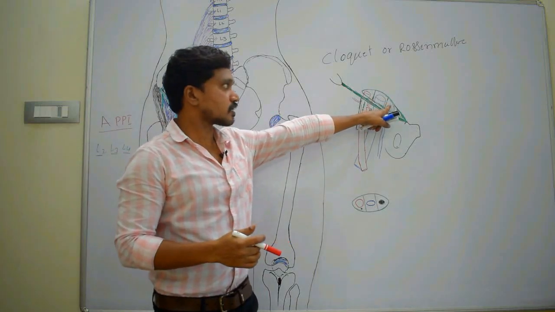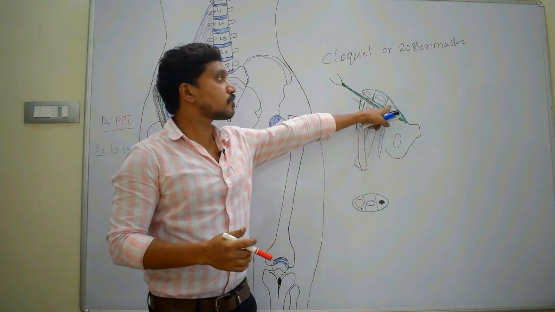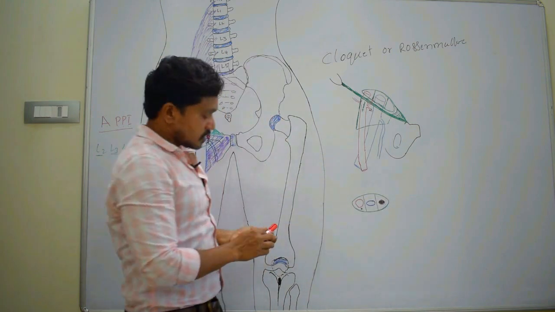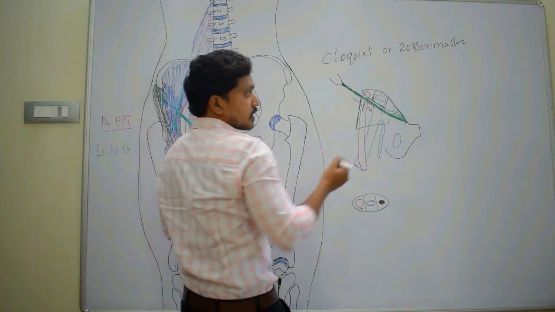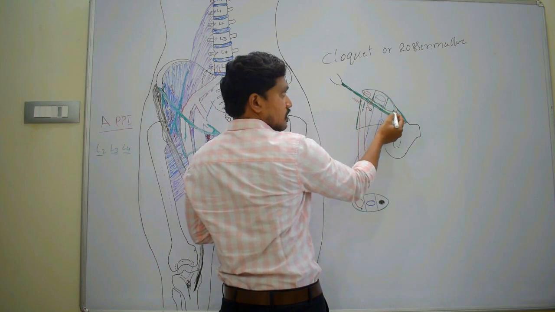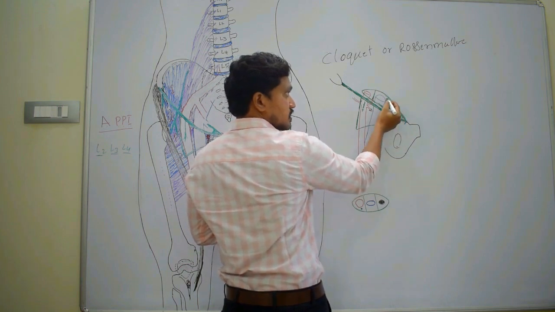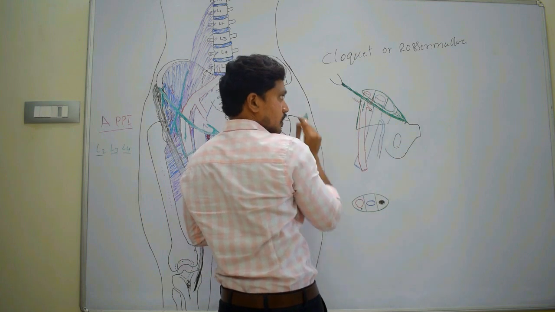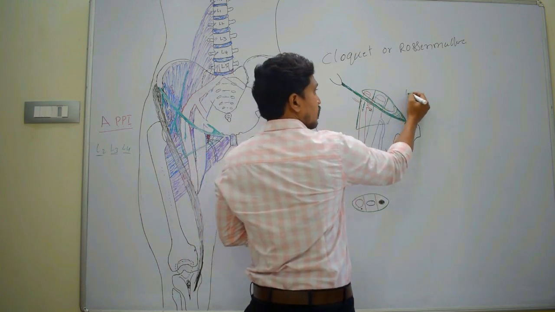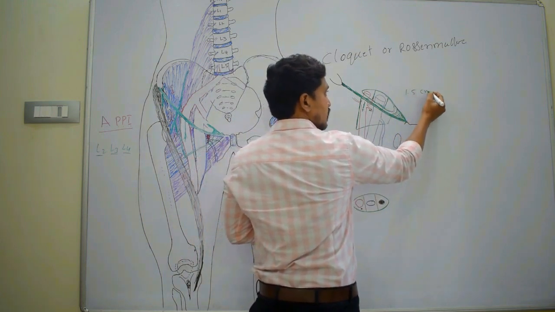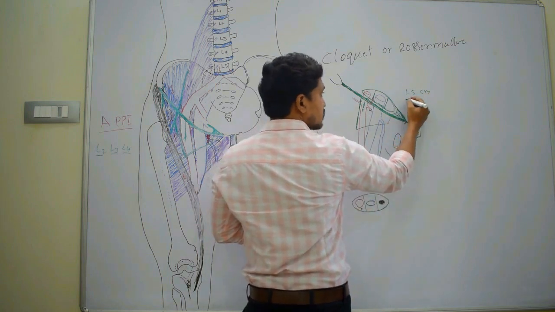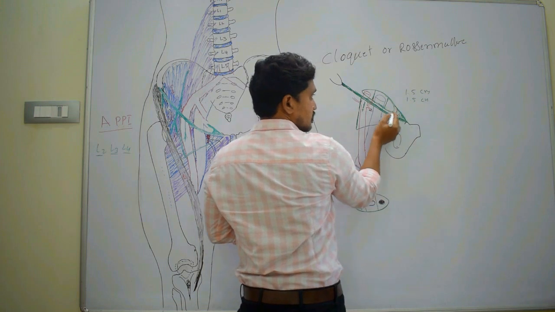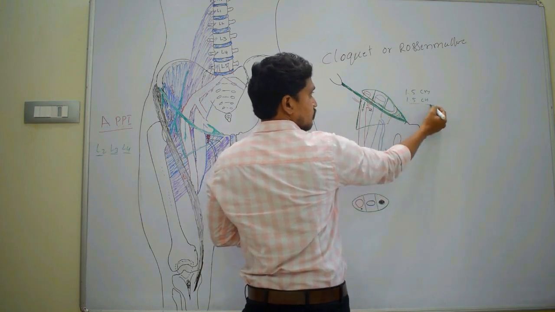This medial most compartment of the femoral sheath, what we call femoral canal. This femoral canal is also funnel shaped. Funnel shaped means what? It is having the base in the upper part and in the lower part it is narrow. Actually, it is around 1.5 centimeters in length, and the width is 1.5 centimeters only at the base.